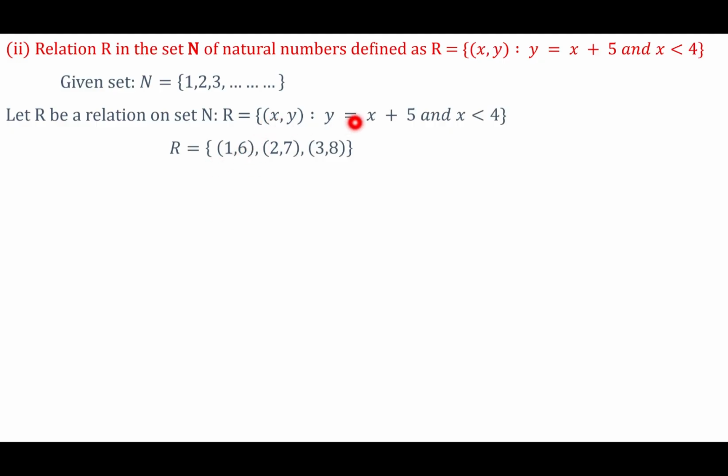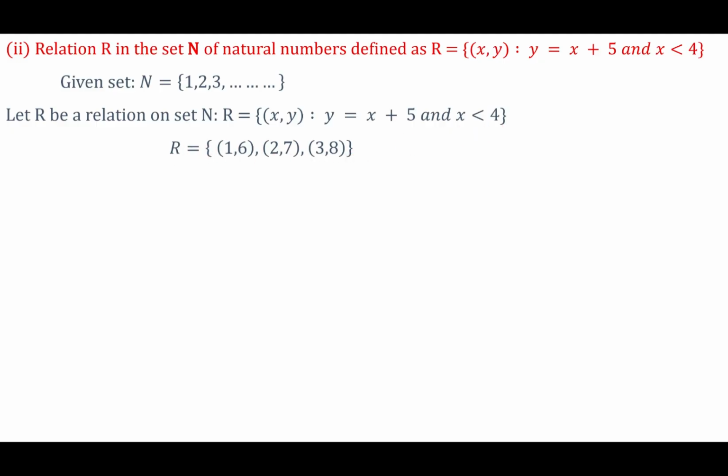Which means I get the relation in roster form like this. If I keep x as 1, y is 6. If I keep x as 2, y is 7. If I keep x as 3, y is 8. I cannot keep x as 4 because the condition says x must be less than 4. So this is my relation now.